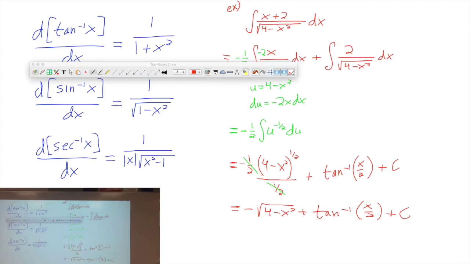So, oh, I missed something. We had a 2 here in the front of our second integral. I knew I was forgetting something.